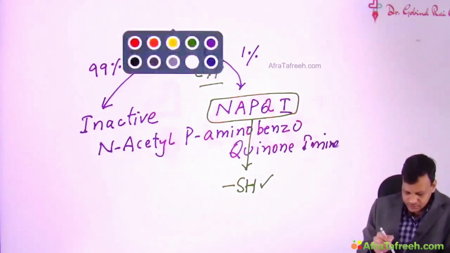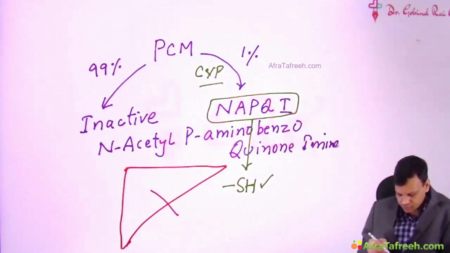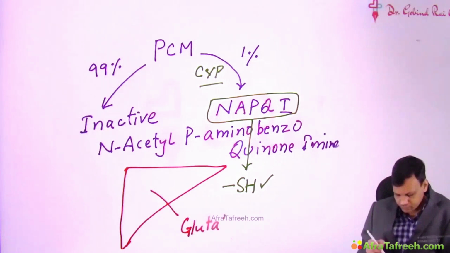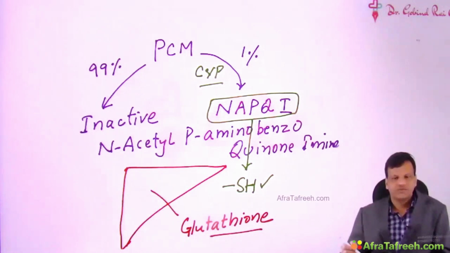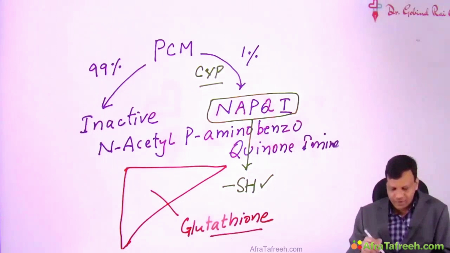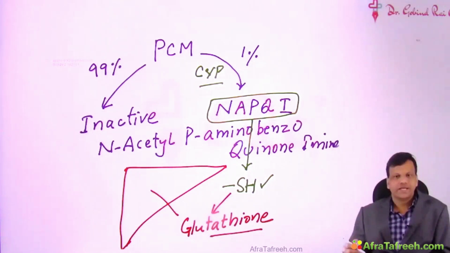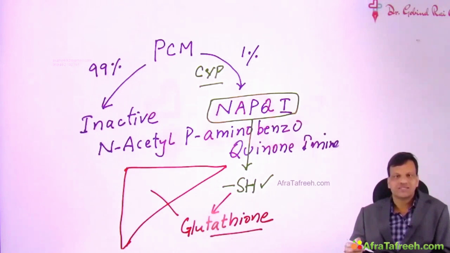The reason is that our liver produces glutathione, and glutathione, we know, is a tripeptide. It contains 3 amino acids, one of which is cysteine, and we know cysteine is a sulfur-containing amino acid. That means it contains a sulfhydryl group. So whatever NAPQI is generated, it will bind to glutathione and become inactive, neutralized. So NAPQI is not available to bind to any important molecule. So paracetamol is very safe.